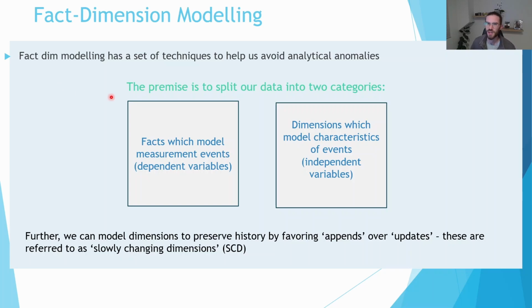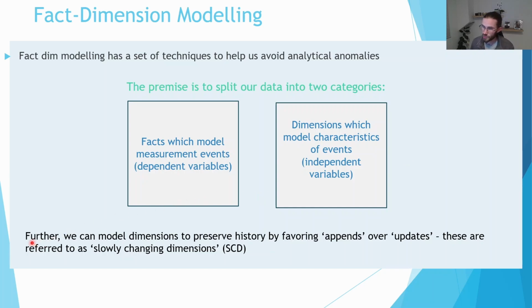The premise really is to split our data into two categories: facts, which model measurement events. Personally, I like to think of these as the dependent variables in an experiment. So if you were to graph things, or imagine a graph, the y-axis is where we would put our facts. It is what we are measuring. And then dimensions, which model characteristics of events. And these are like independent variables. What would you put on the x-axis of a graph, right? These answer the who, what, why, and how type questions, or really the what and how and who type questions, right? The why we'd have to answer using our analytical savvy.